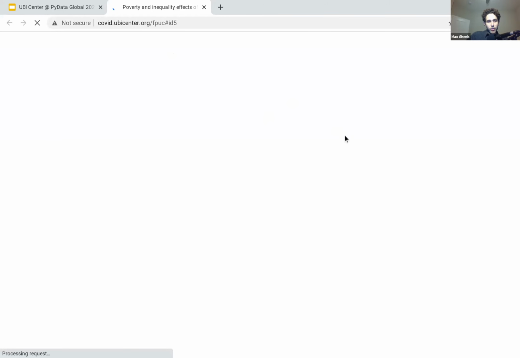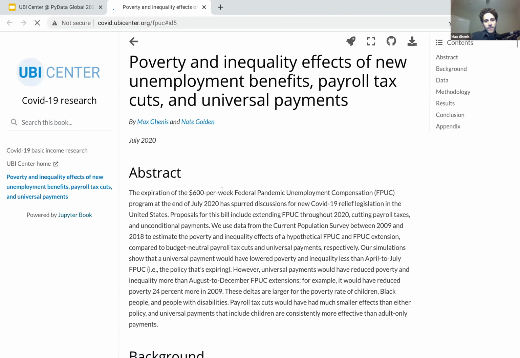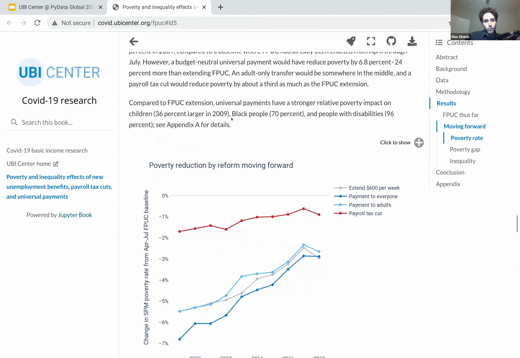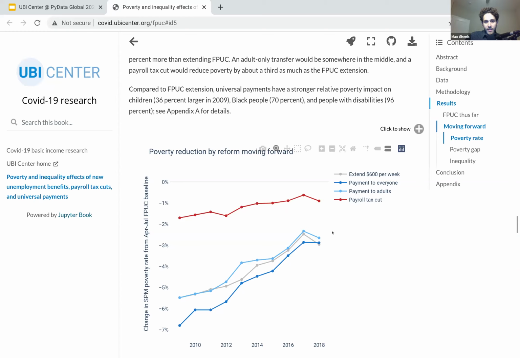And our results essentially showed that compared to extending the unemployment benefit, we looked at two alternatives. Extending it was the gray line, and this is looking at the change in the poverty rate. We also looked at the payroll tax cut, which was an idea floated by President Trump at the time, and two versions of a UBI. The dark blue is a UBI to everyone, light blue is payment to adults only. And these are all budget neutral, so the same total cost.